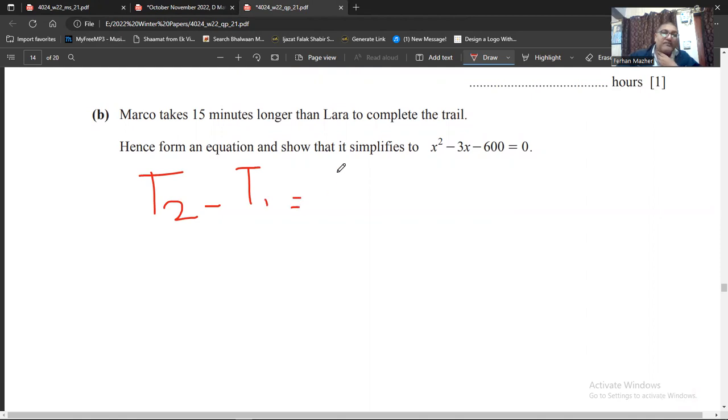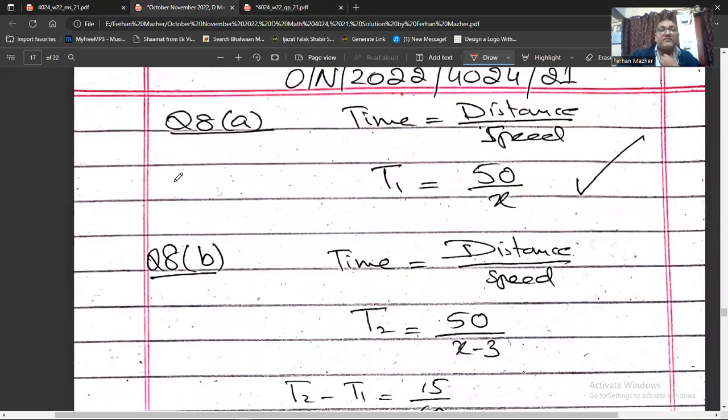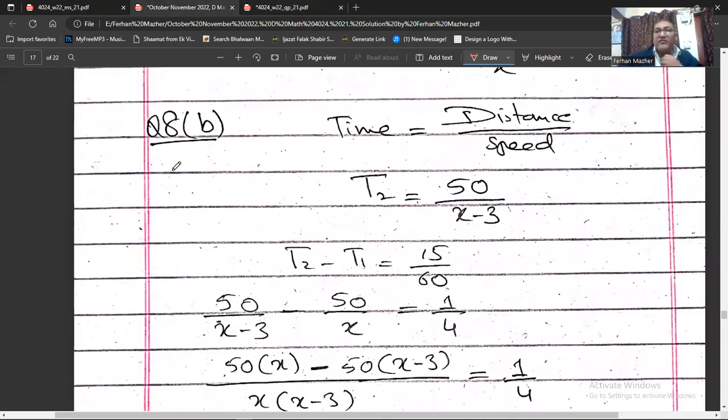But there is a problem. T1 and T2 are both in hours, so this 15 minutes should be converted into hours. For that, I will divide it by 60. So T2, that is 50 by x minus 3, and T2 minus T1 will be equal to 15 divided by 60. I have told you why I'm dividing by 60.